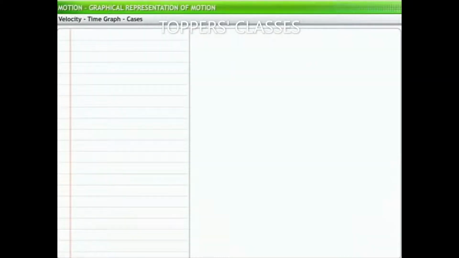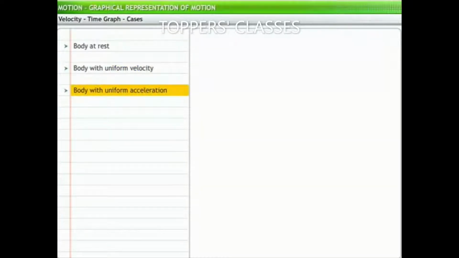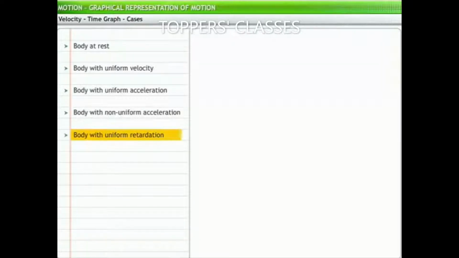Let's consider the different cases that can be represented by a velocity-time graph. Body at rest. Body with uniform velocity. Body with uniform acceleration. Body with non-uniform acceleration. And body with uniform retardation.